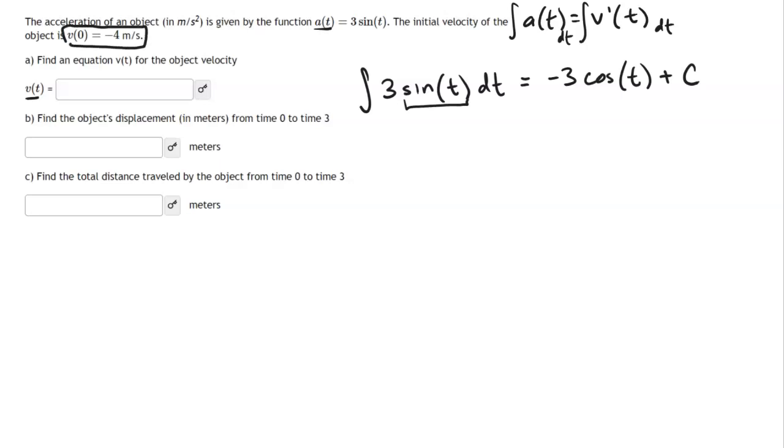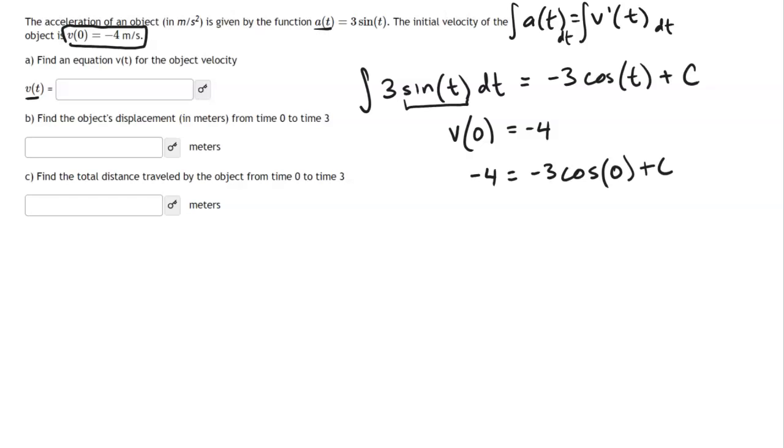We know that when I have v(0), then our answer would be -4. So here is our v(t) function. If v(0) means we're going to plug in 0, then we should get -4 when we plug in 0 for our t. So plug in 0, and now we can solve for our constant c.